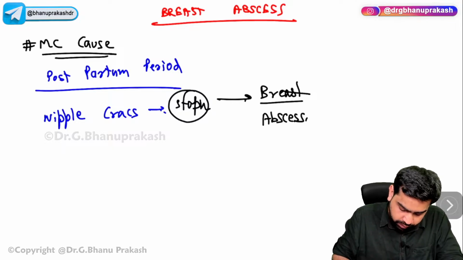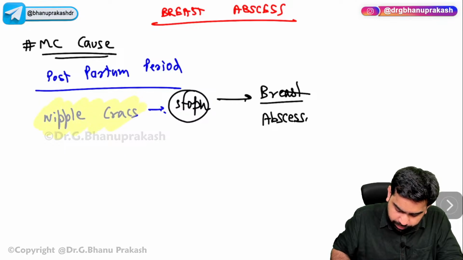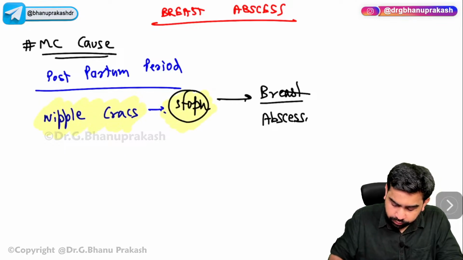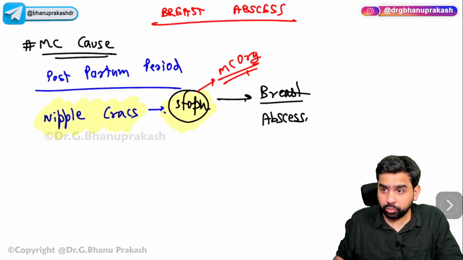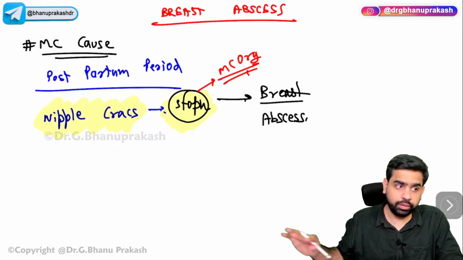Okay, so first thing you need to understand is why this is happening: because of the nipple cracks. And what is the most common organism associated with this? It is Staphylococcus aureus. So the most common organism is Staphylococcus aureus. I understand my point. So this is the pathogenesis of development of the breast abscess.